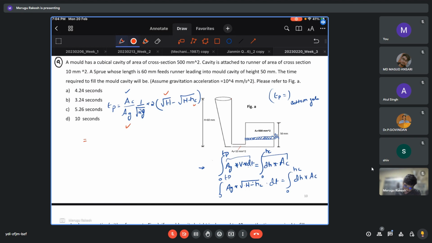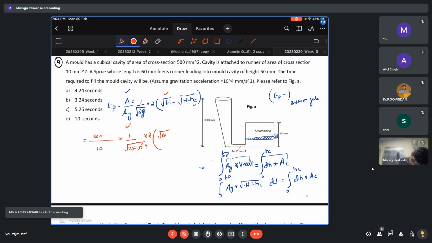So directly substituting, A casting is nothing but 500 mm square. Everything is in mm, so let us follow that. So A casting is 500 divided by A gate is 10, 1 by root 2 into g is given as 10 power 4 into 2 into under square root of H is 60 minus square root of 60 minus 50, that is 10. So if you solve, you will get the answer.